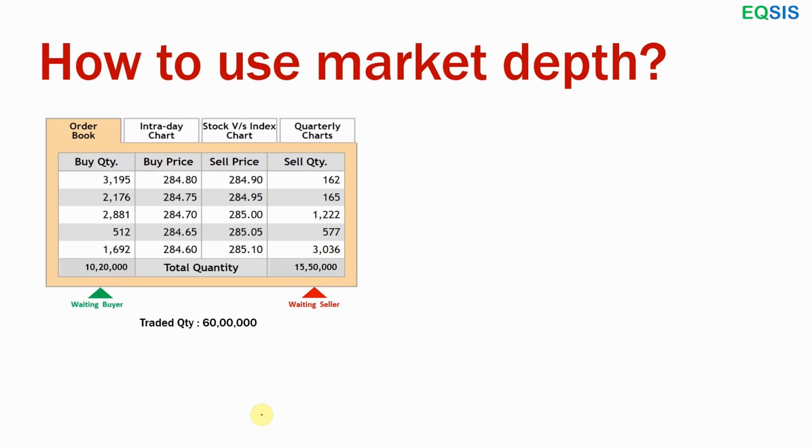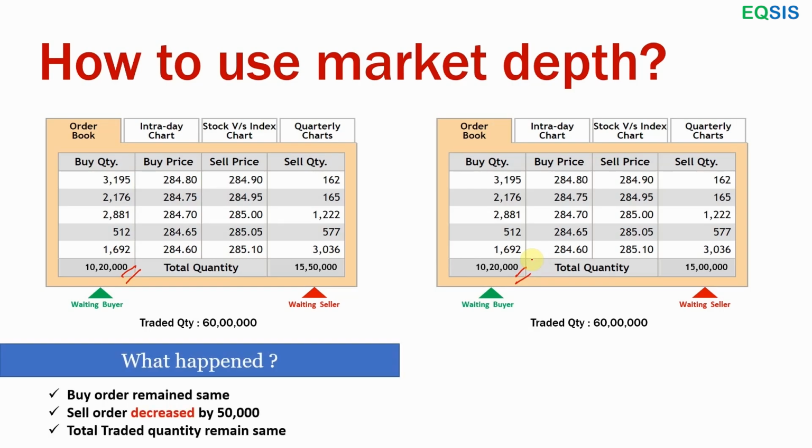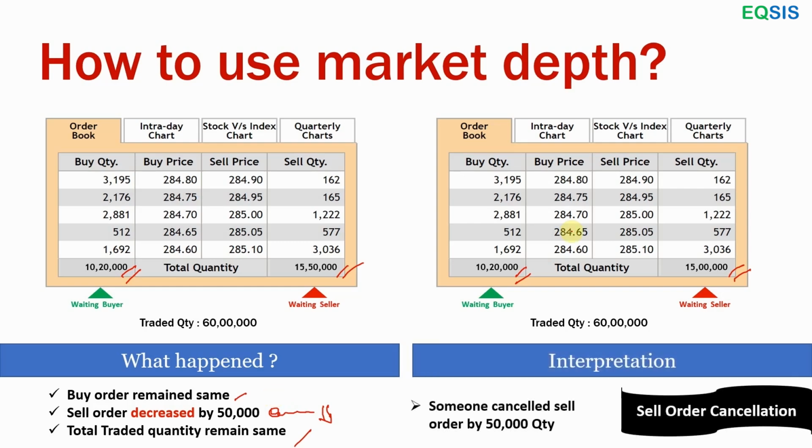Look at this change now. The buyer remains the same. There is no change in buyers in this particular one. But look at the seller. So far there were 15,50,000 sellers, now it is only around 15 lakh. It means a sudden drop in sellers is what really happened, but otherwise the traded quantity remains the same. If you ask my interpretation, some sellers who were standing in the queue have cancelled their orders. Out of 15,50,000 sellers, 50,000 have simply cancelled their orders. Nothing much has really happened.